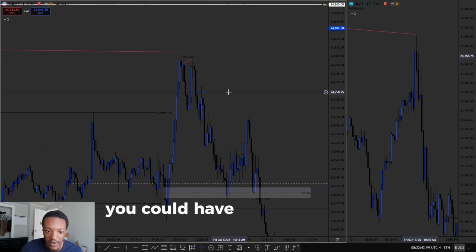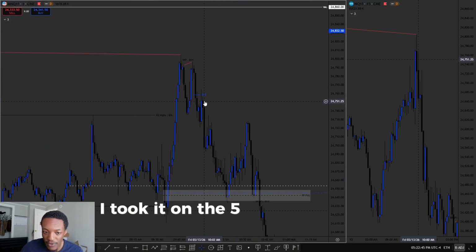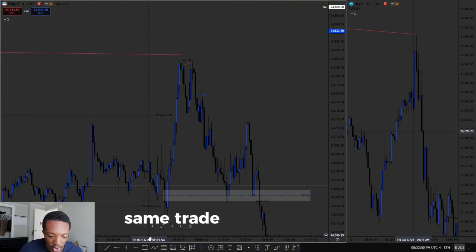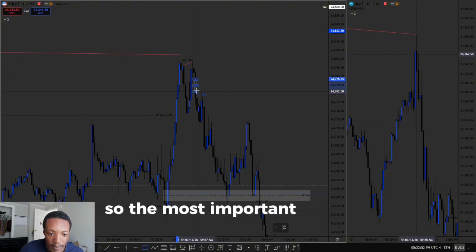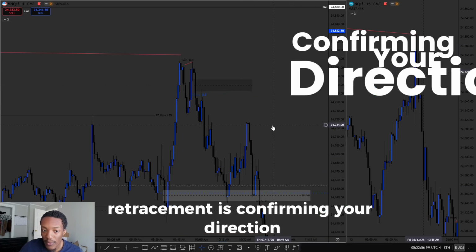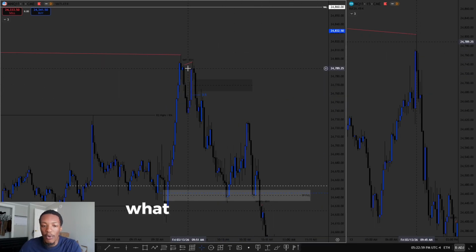So I'll show you how you could have taken this trade here on the 1 minute. I took it on the 5 second because I was just being a little more precise, but you could have taken this same trade on the 1 minute. So the most important thing for expansion retracement is confirming your direction, confirming your draw on liquidity. What do I see here?